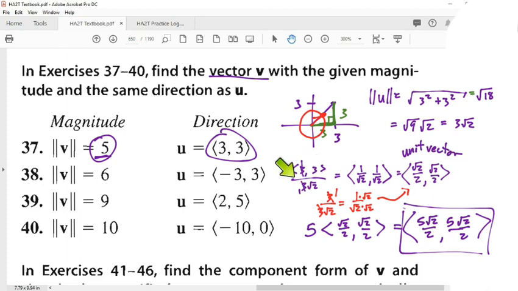Good question. You asked how come both of them are 1 over root 2? That's because you have to divide each of these by the magnitude. I just wrote it once because I'm being lazy here, but really you have to do it both times. You have to go 3 divided by 3 root 2, and the other one 3 divided by 3 root 2. You have to do it twice.